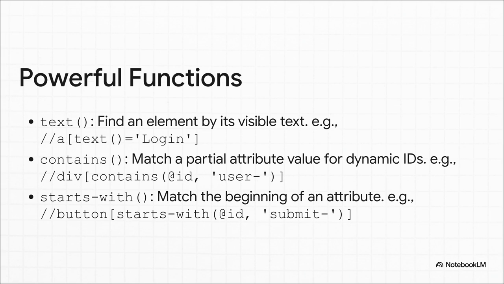But this is where relative XPath really becomes a superpower. It has these awesome built-in functions for when things get messy. What if the only unique thing about an element is the visible text on it? Easy. Use the text function. What if the ID changes every time the page loads, like user123, then user456? No problem. You can use contains or starts-with to match the part that always stays the same. This is how you handle modern, dynamic websites. It's a total game changer.